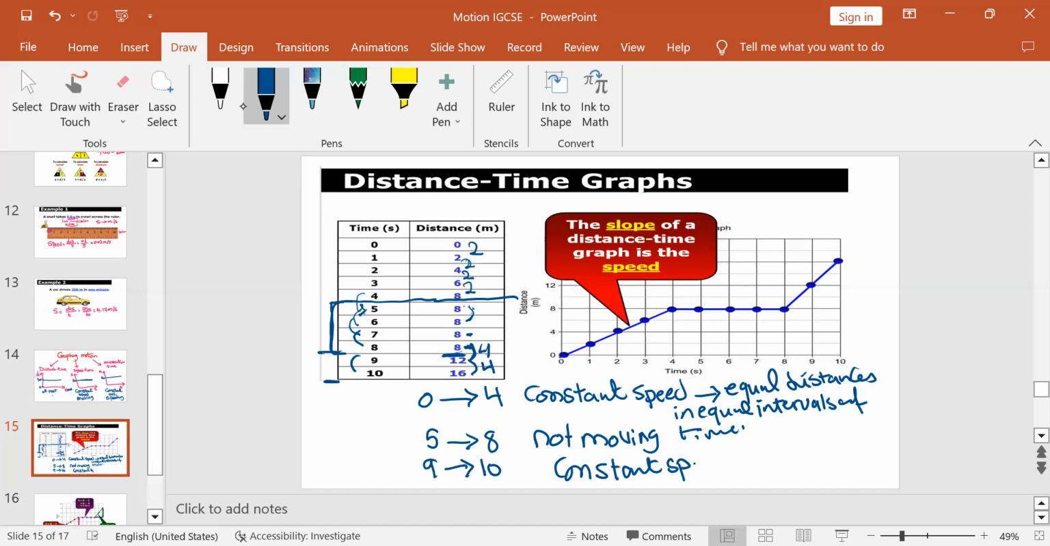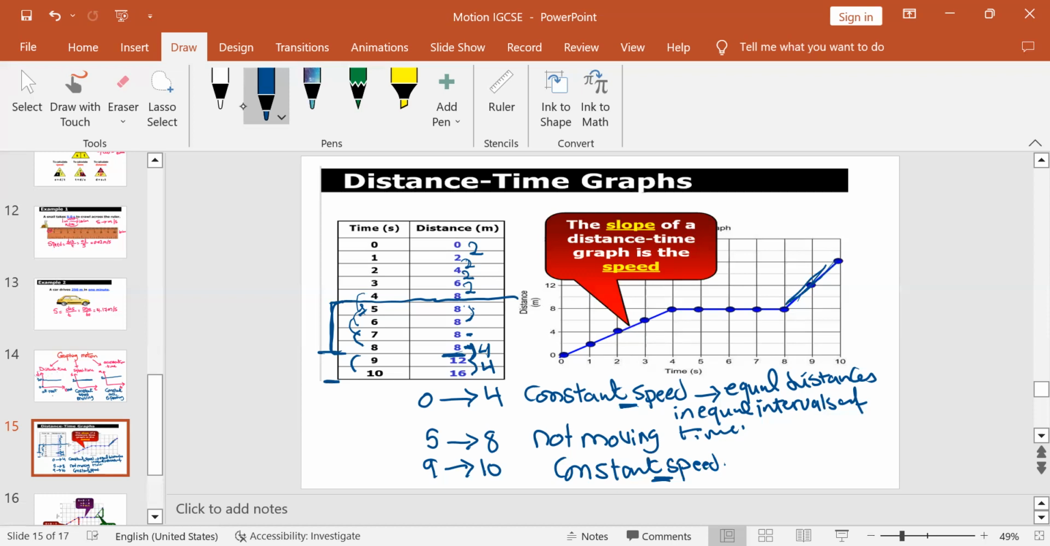Always say constant speed, not just constant, because it could be constant speed or constant acceleration, right? Okay, can you compare the motion of the object from 0 to 4 and from 9 to 10? Here we say constant speed and here we say constant speed. But what is the difference between them? It was a little bit faster in the last one. Excellent. From 9 to 10, the body is still moving with constant speed, but a faster speed.